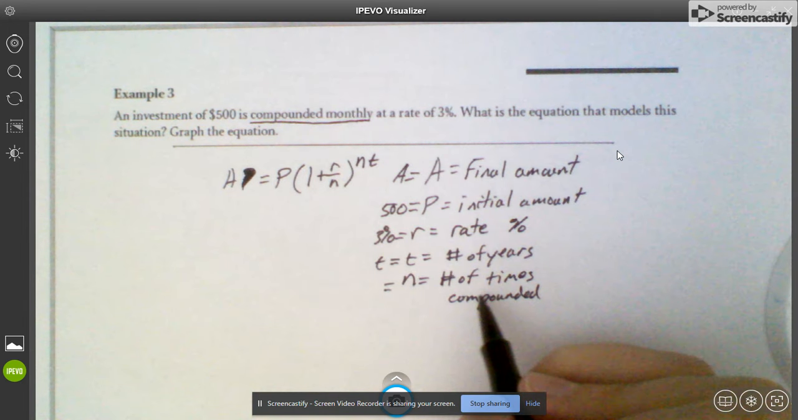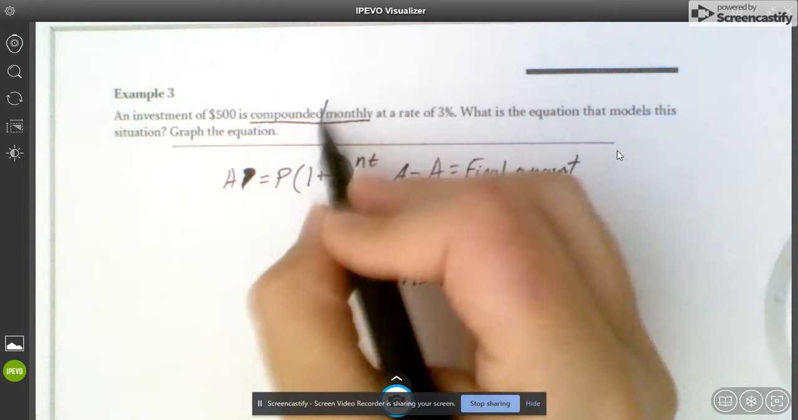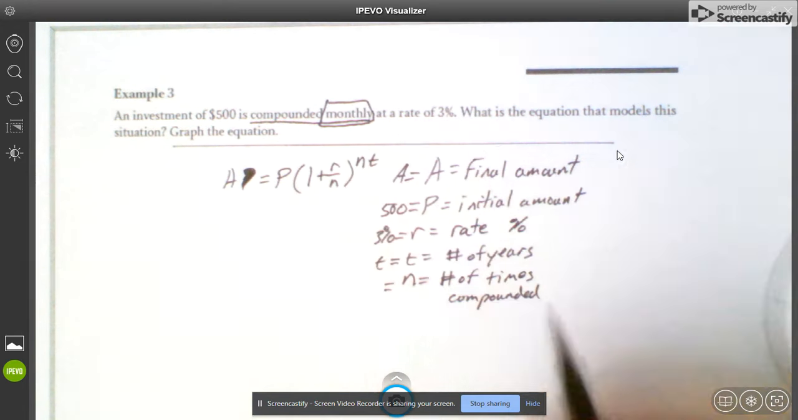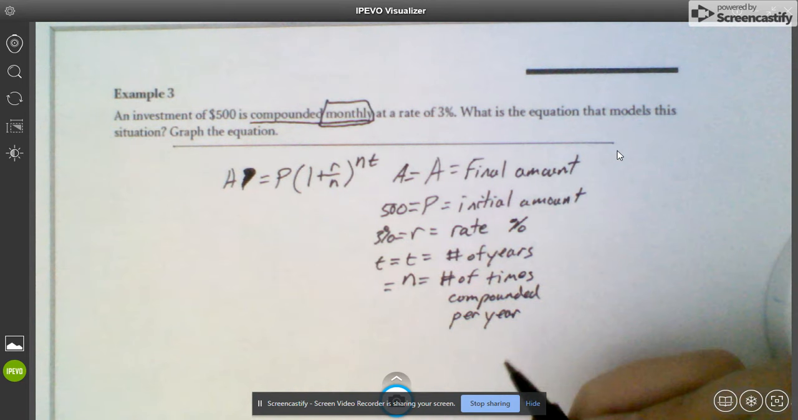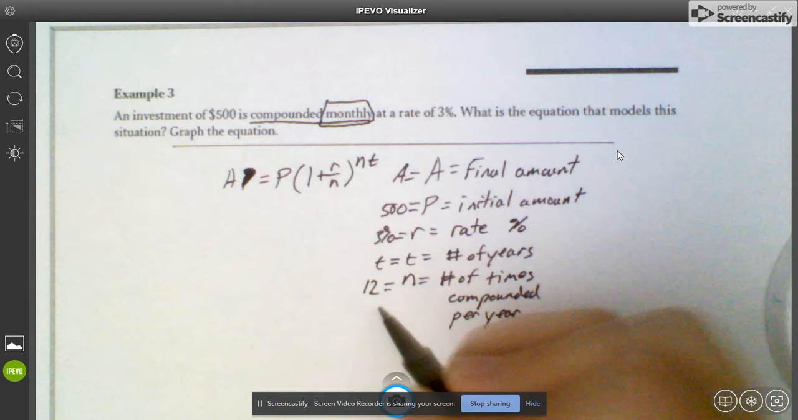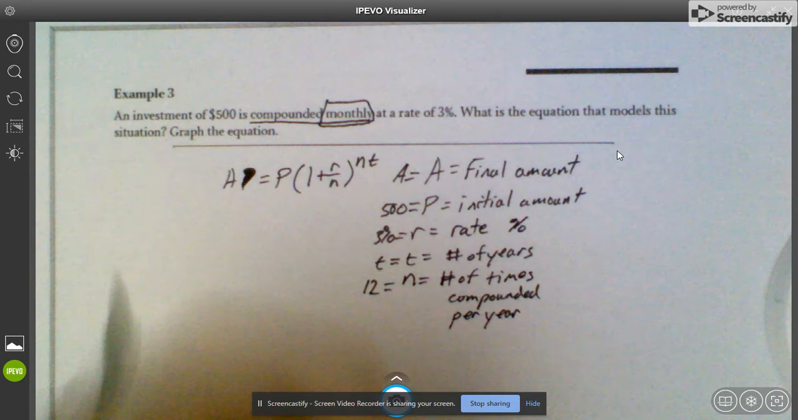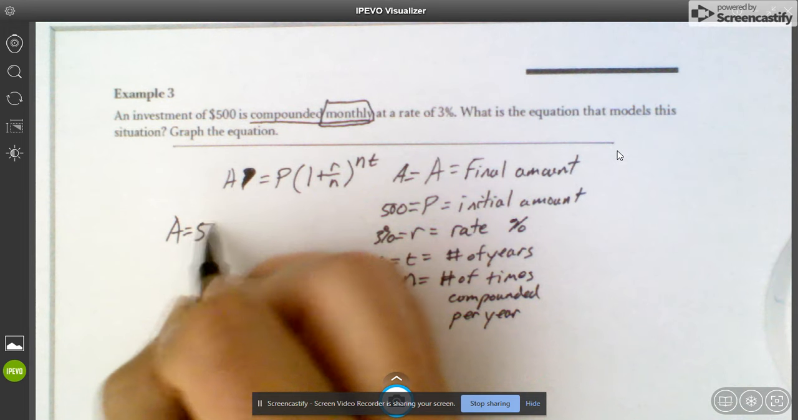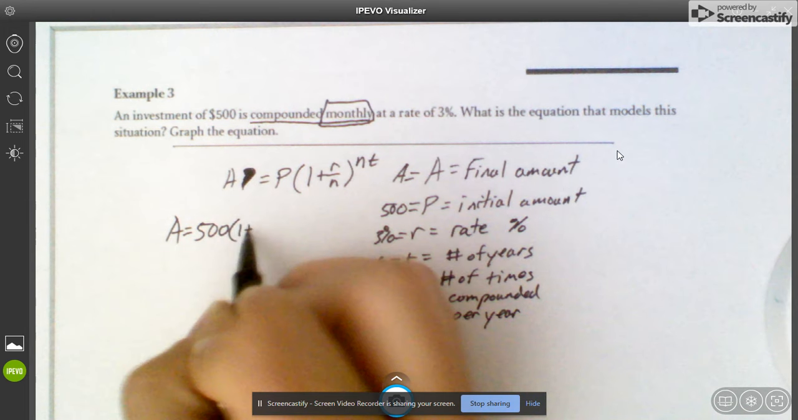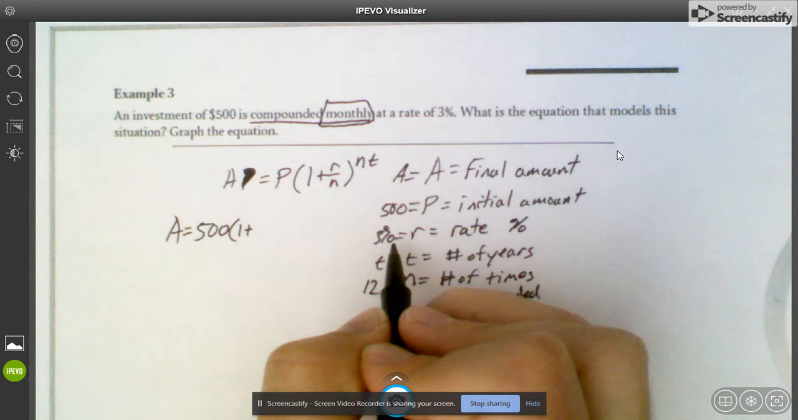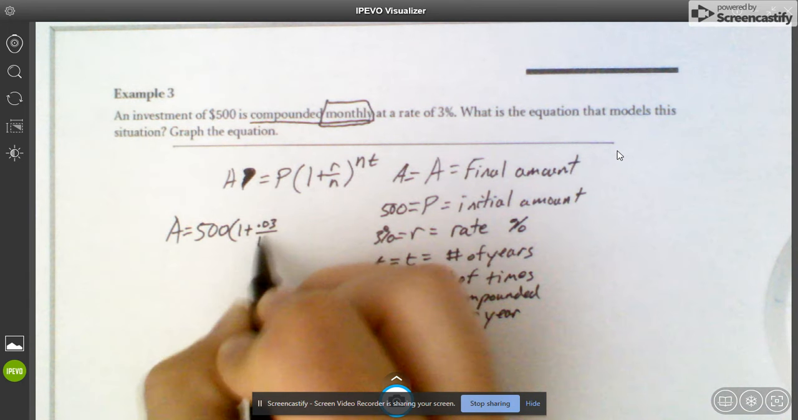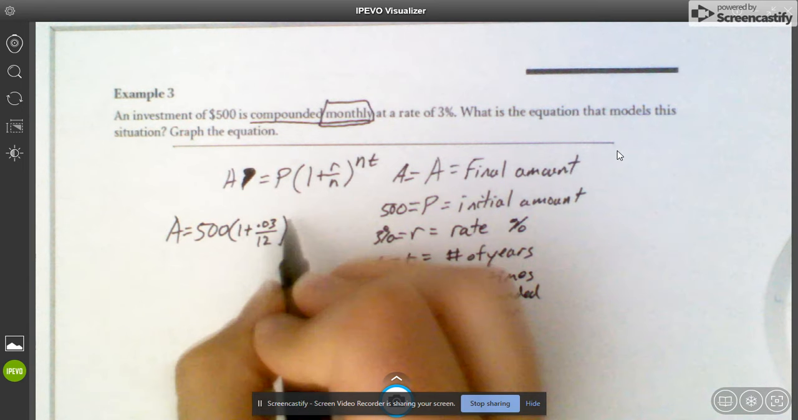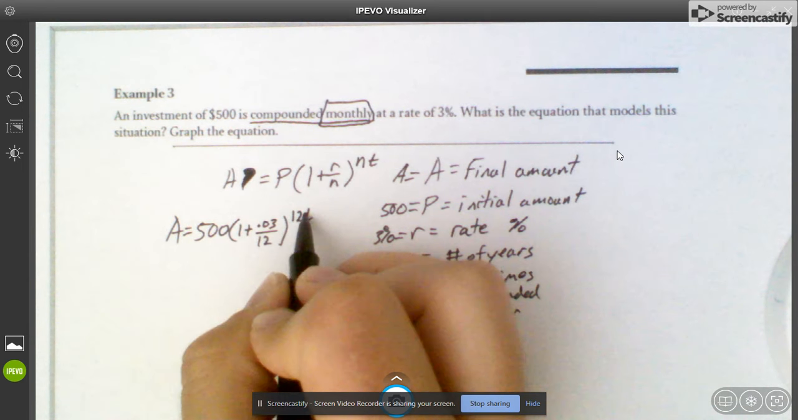So this is the number of times compounded. That's going to come from this right here. It's the number of times compounded, and I probably should have written this, per year. So if it's happening monthly, that's pretty easy to figure out. There are 12 months in a year. That means it's going to happen 12 times. So we plug in all those pieces, and we get 500 times 1 plus, now remember, percent, change it to a decimal, 0.03 over 12. And that n down here and up here is the same thing, 12t.